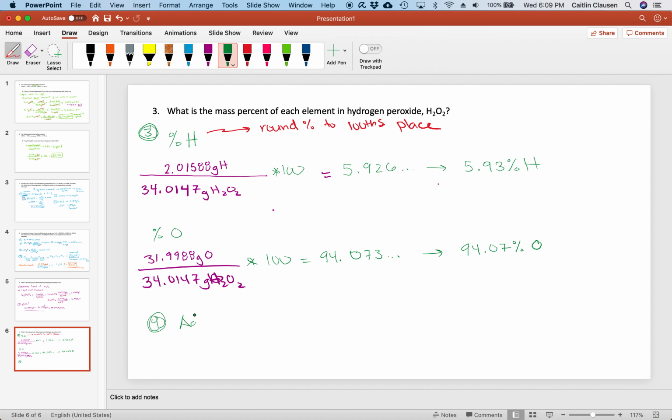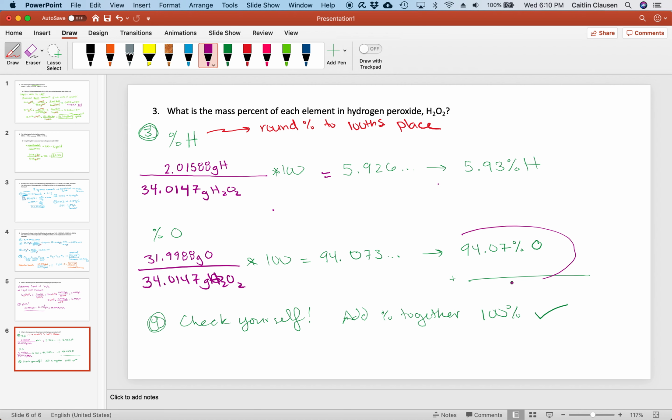Step 4, check yourself. Add percents together. They should be close to 100. 94.07 plus 5.93. 100%. And you're done. So these are the percents by mass. 94% of H2O2 is oxygen. 5.93% of H2O2 is made up of hydrogens.